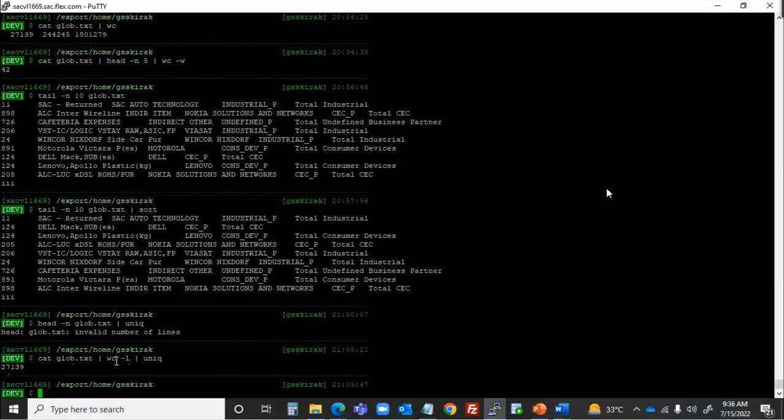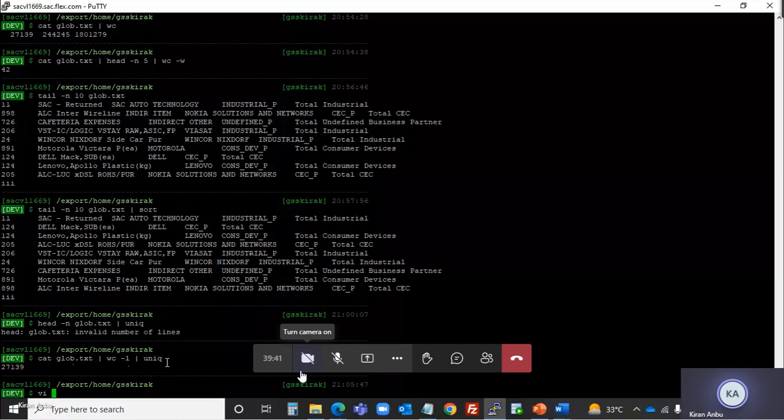So I have used wc -l, which printed the number of lines. Unique means only the distinct or unique lines, so there is no duplicate, and it's showing the actual number of lines. For example, if one line is repeated, it will show 27,138. It just ignores the duplicate line. So that's the reason we have used uniq.